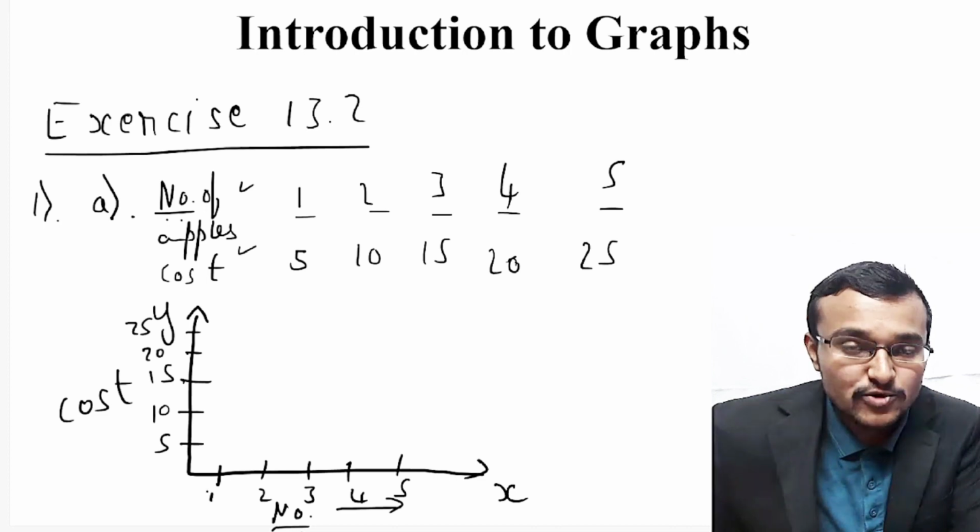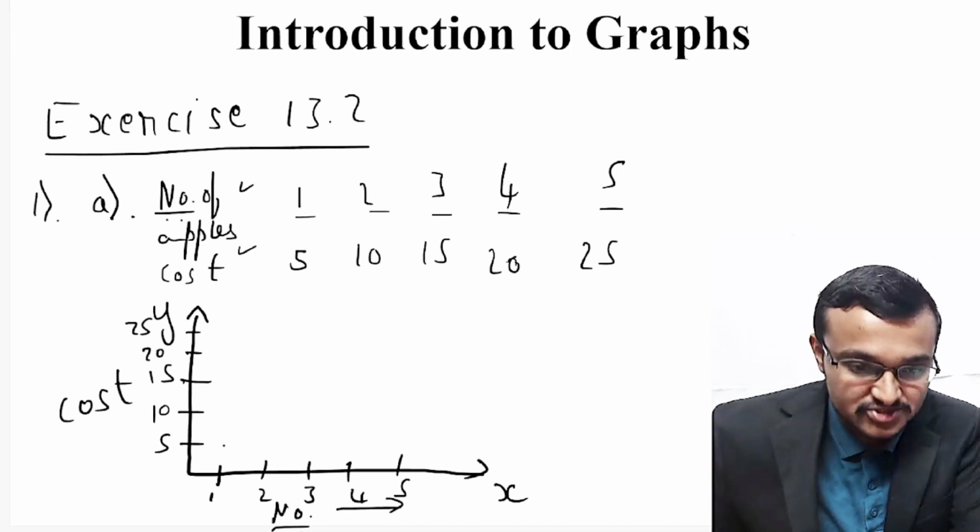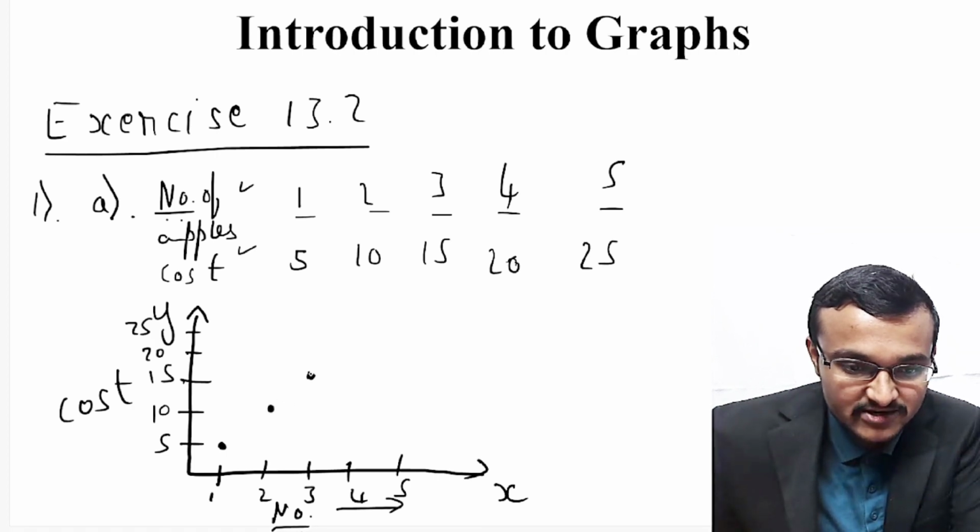So now when you buy one apple, it is 5 rupees. So the point will be here. And when you buy 2 apples, it will be 10 rupees. When you buy 3 apples, it will be 15 rupees. When you buy 4 apples, it will be 20. When you buy 5 apples, it will be 25.